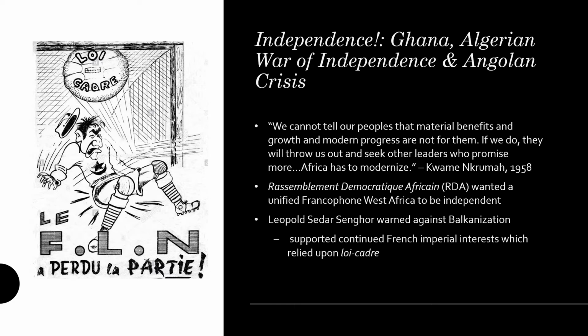Kwame Nkrumah, the Ghanaian independence leader, reflected upon the situation in 1958, stating, "We cannot tell our peoples that material benefits and growth and modern progress are not for them. If we do, they will throw us out and seek other leaders who promise more. Africa has to modernize." Commenting on the nature of the emergence of developmentalist rhetoric during the course of the late 1950s and early 1960s.